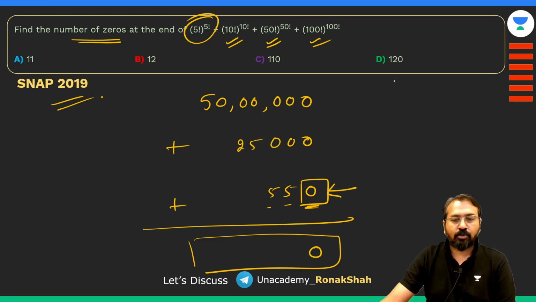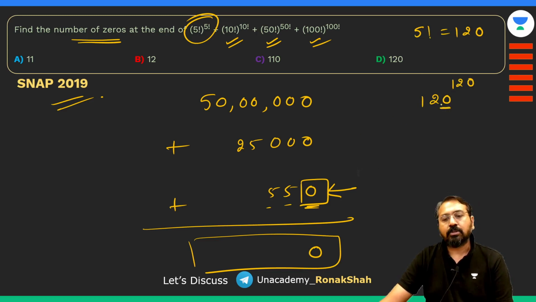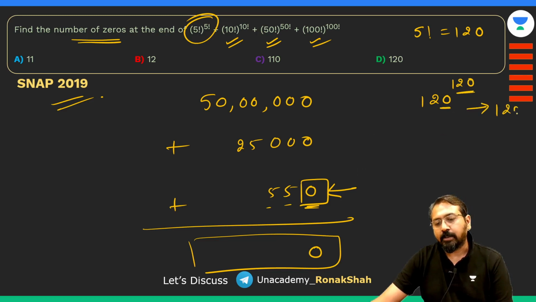5 factorial raised to 5 factorial. So 5 factorial, we know it's 120. So we need to find out the number of zeros at the end of 120 raised to 120. Now there is only one zero over here, and the power is 120. So in this number, there will be 120 zeros.